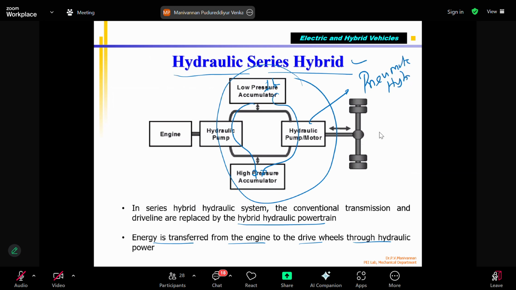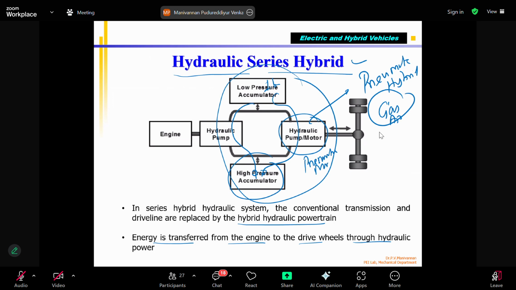Pneumatic hybrid. That also people have tried. Please see that pneumatic means instead of using hydraulic, that means liquid, we are going to use gas. That means nothing but air. Air will be sucked and stored at high pressure. And instead of a hydraulic motor, there will be a pneumatic motor. Correct? Pneumatic motor will be driving this one. That is called pneumatic hybrid or air hybrid.